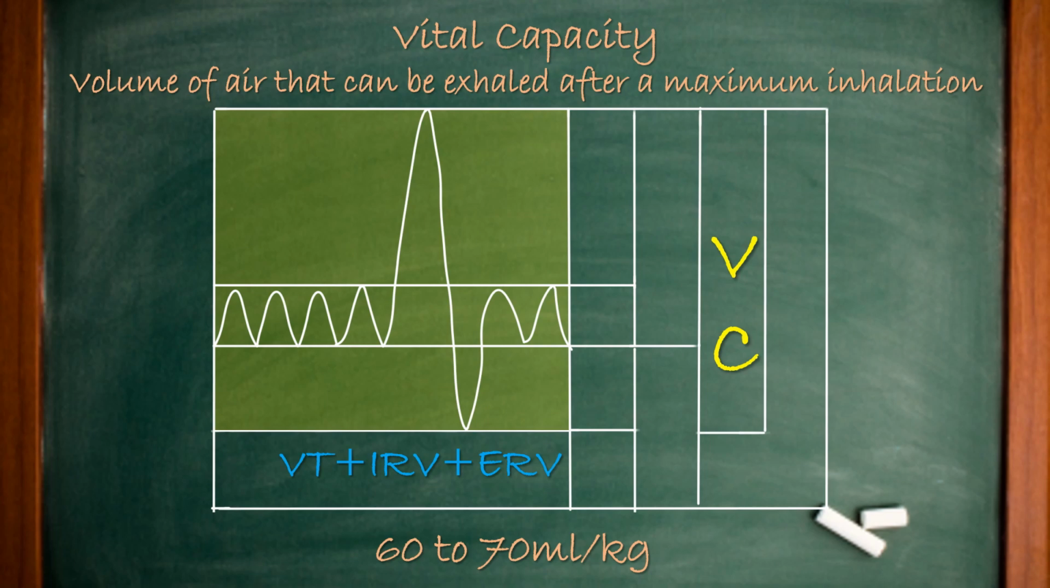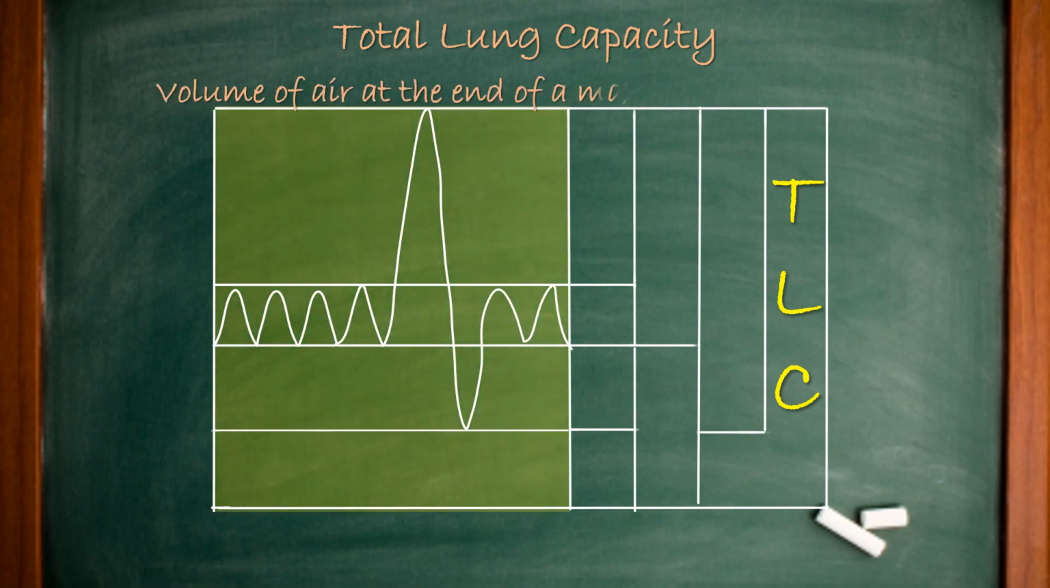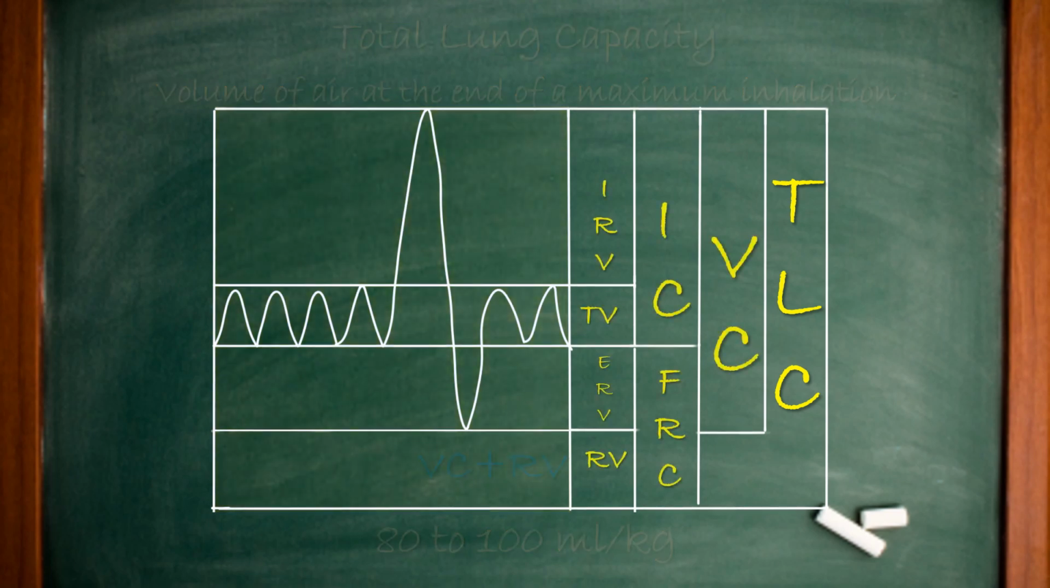The final capacity is the total lung capacity, which is the volume of air in the lungs at the end of a maximum inhalation. And this is the combination of all the volumes, or the vital capacity plus the residual volume. This is about 80 to 100 ml per kg body weight. So just to have a relook, these are the static volumes and capacities.